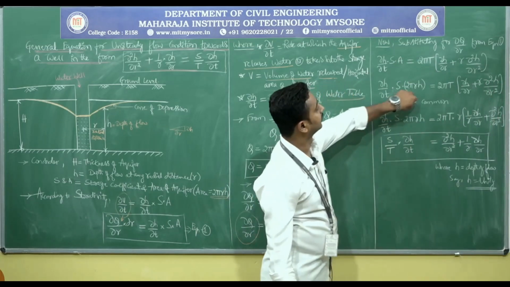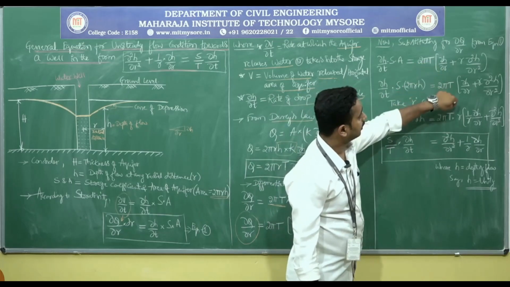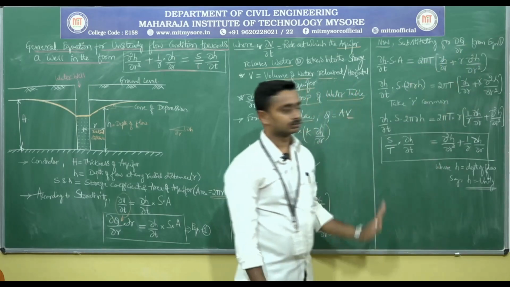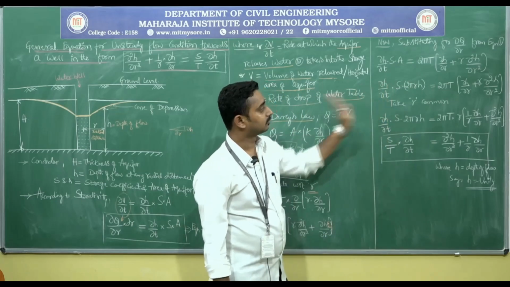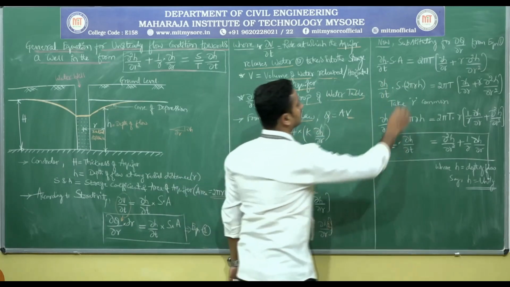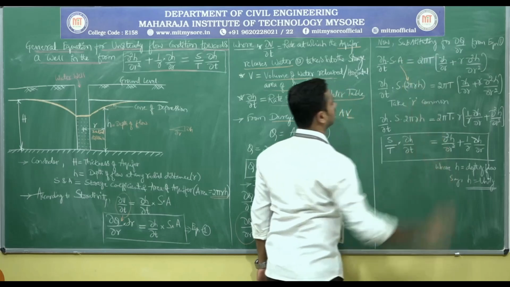Okay, 2πRH equals 2πT [R into ∂²H by ∂R² plus ∂H by ∂R]. Same, we just substituted this area.